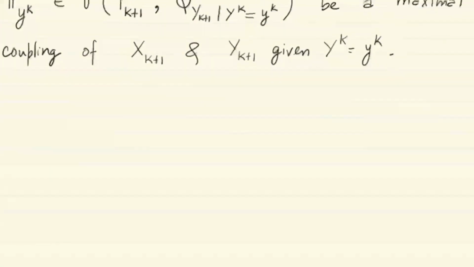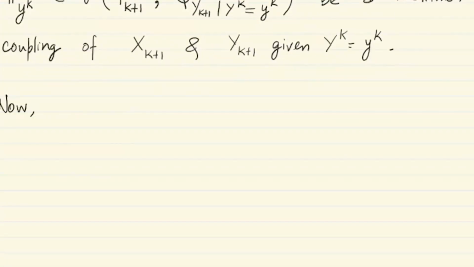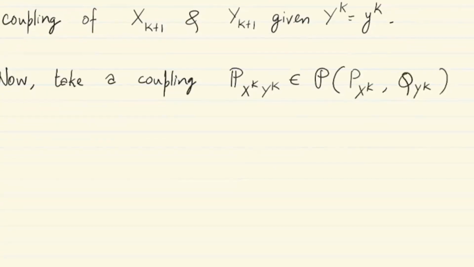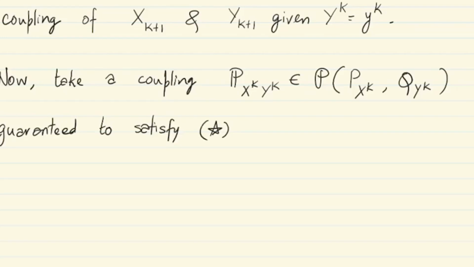Now, having done this, take a coupling P, let's call it that, which couples the first k x's and the first k y's. So, this couples P_xk and Q_yk. That is guaranteed to satisfy the inequality star for n equal to k. We know that this is guaranteed to exist by the induction hypothesis.